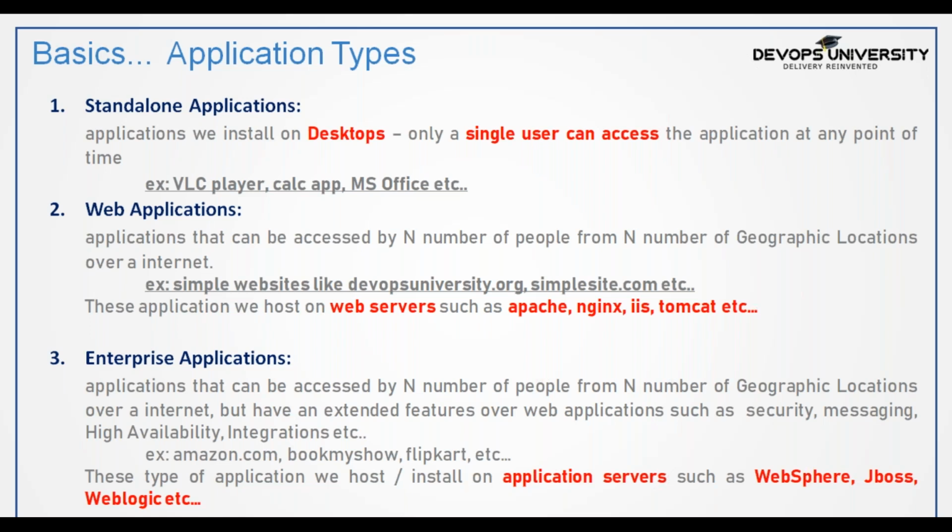But when you go to the next level of applications, team, we call them enterprise applications. These are similar to your web applications, team. They can also be accessed over the web or the internet, n number of people can access them, and wherever you are in the geographic location, you can access them as well. But what exactly is the difference between a web application and an enterprise application, team, is that enterprise applications have rich business logic in them, which means that they provide security and messaging services, and they also possess high availability.